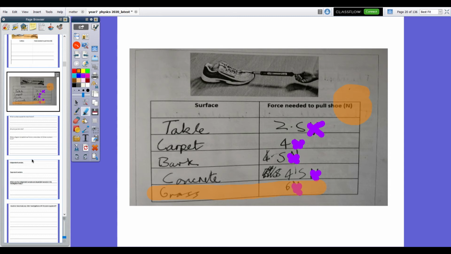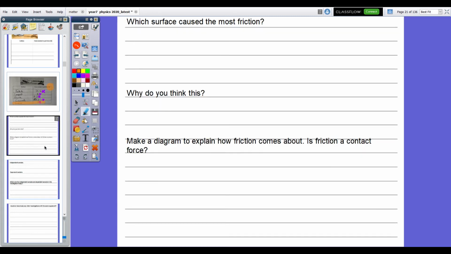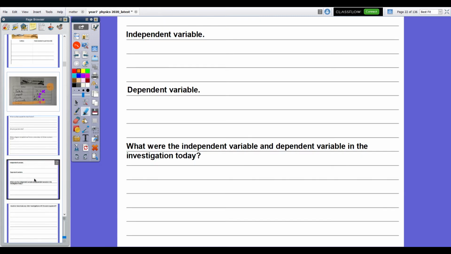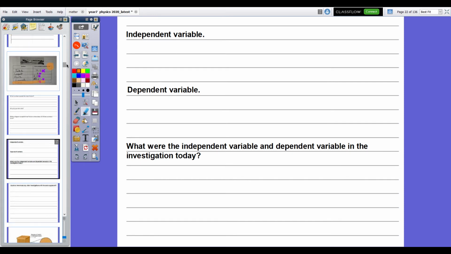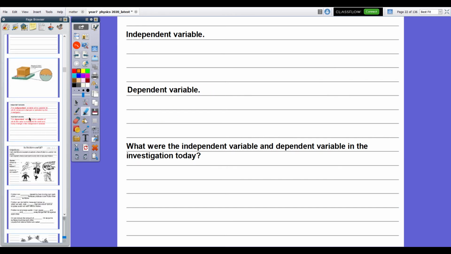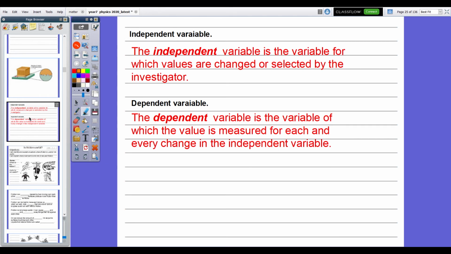And when we do an investigation in science, what we do is we change things to see if other things depend on them. So what I want you to write in here, when we have an independent variable, is something that we change in the experiment. A dependent variable is something that we measure to see if it changes. So if you could write that in there, so you've got it clear in your notes.